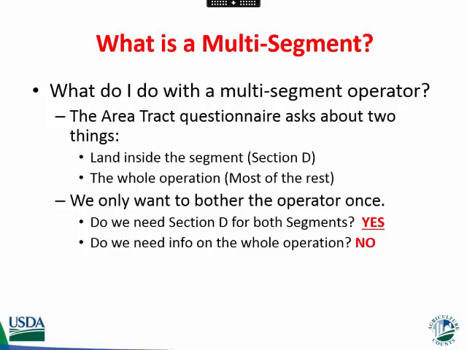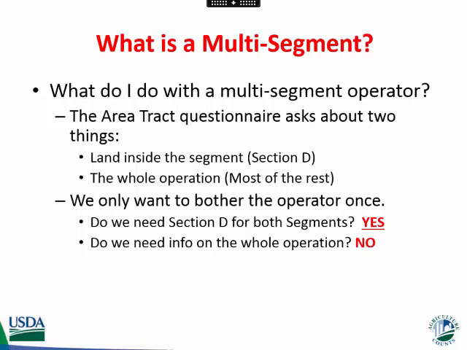Now, what are you supposed to do with that? So, the area tract questionnaire is really asking about two different things. It's asking about the land inside the segment. Mostly we're talking about Section D. If you haven't covered Section D yet in your training, well, we'll talk about it later. And most of the rest of the questionnaire is about their whole operation, talking about their crops and livestock, etc.